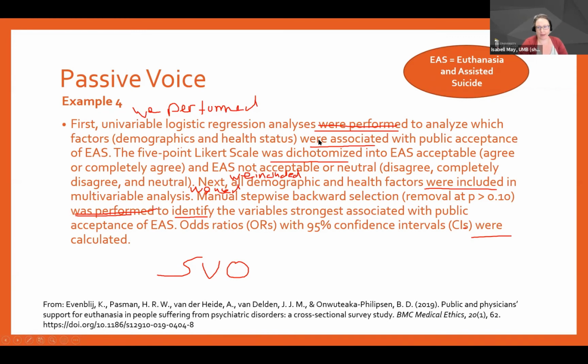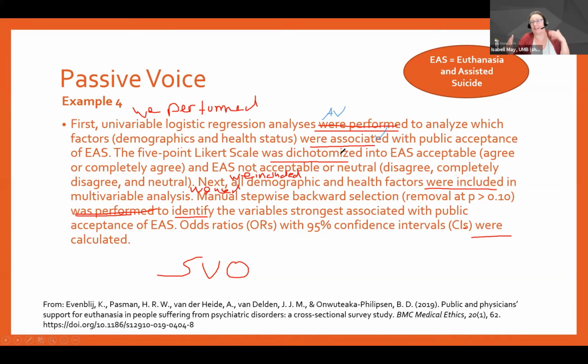maybe passive to active. The first one: rather than saying "were performed," first "we performed logistic regression to analyze" and so on, in which factors were such as... we kept the passive here, right? Let me use a different color for the annotation. Use blue here. So we kept the passive here, but we changed it to active voice here, right? So "were associated with this," "the 5-point Likert scale was dichotomized."